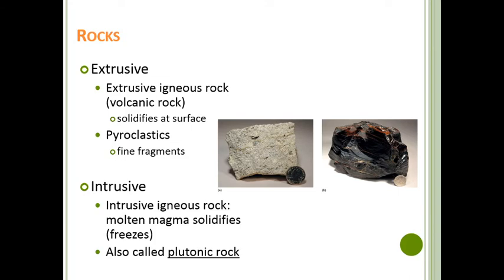Now, as I mentioned, we have the differences between extrusive and intrusive rocks. The extrusive igneous rock, of course, solidifies at the surface. So when the magma or the lava cools quickly, that's the time that an extrusive igneous rock will form. And when the magma cools slowly underground, it will form the intrusive igneous rock. Molten magma solidifies through freezing, and intrusive igneous rock is also called plutonic rock.